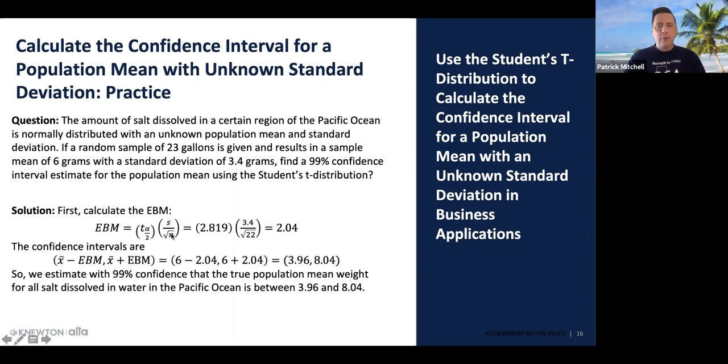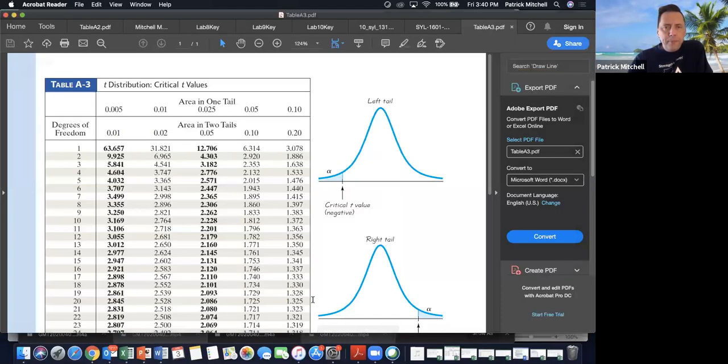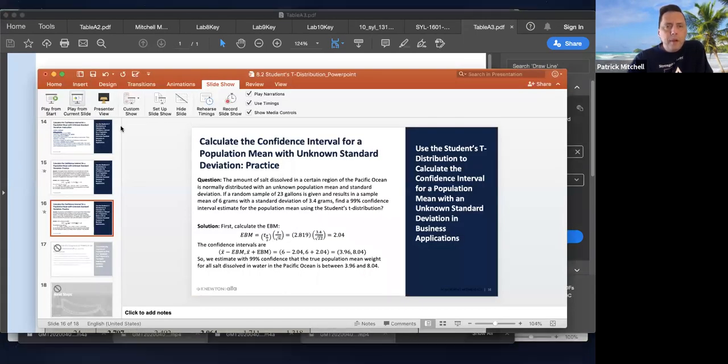Okay, so here's that formula again. One more time, I'm going to go over to table A3. The sample size is 23, which means the degrees of freedom is 22. And because we're looking for a 99% confidence interval, that means alpha is 0.01. So going back to the table, 22 degrees of freedom. And the area in two tails, which is alpha, is 0.01. So that's going to be this number right here, 2.819.